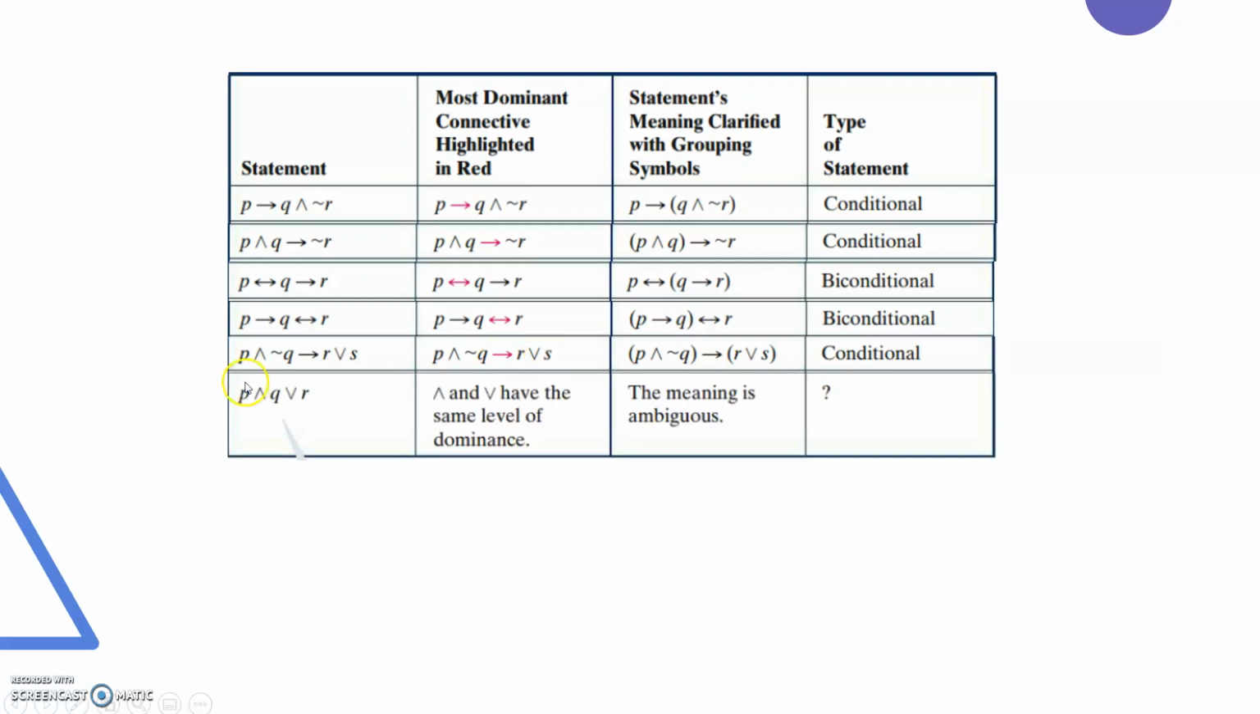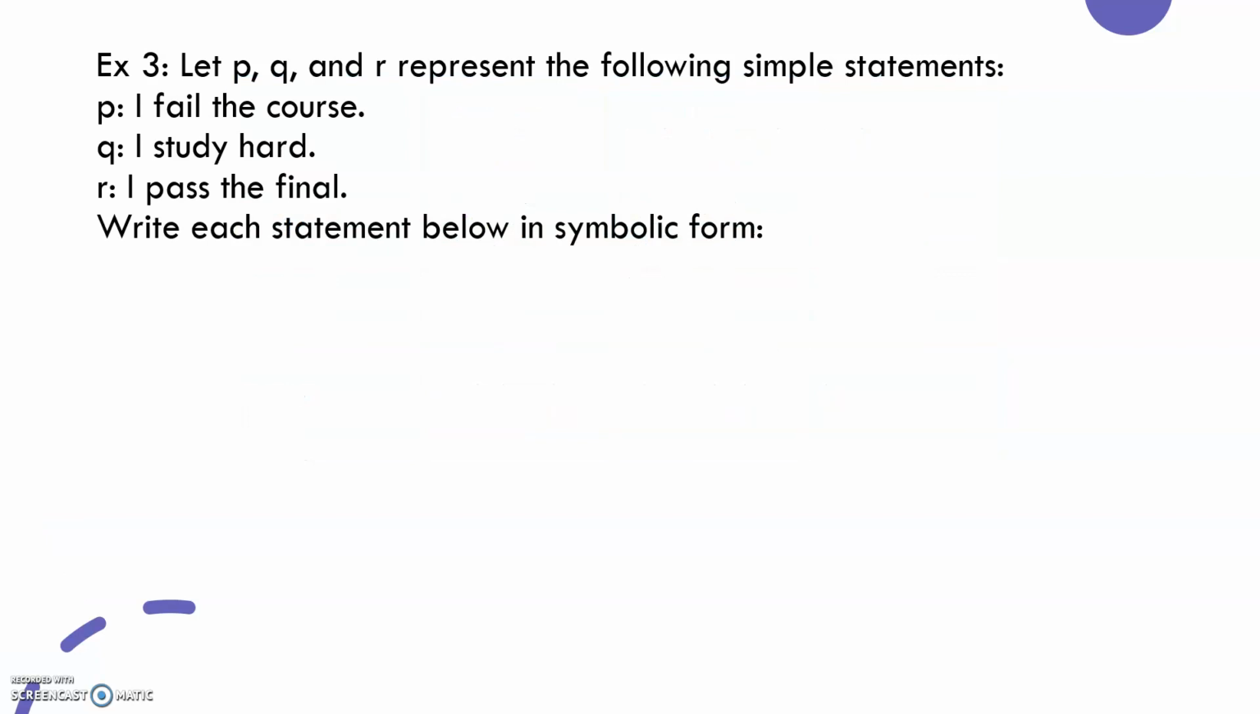And then the last example, this reads P and Q or R. Now remember the disjunction, or this is a conjunction. The conjunction and the disjunction have the same level of dominance. So in this particular case, we cannot group it because they have the same level of dominance, which means this one has an ambiguous meaning. So there's nothing we could do with that if it doesn't particularly give us commas to show us how to group it. Okay. So we're going to look at one last example to see how this will play out.